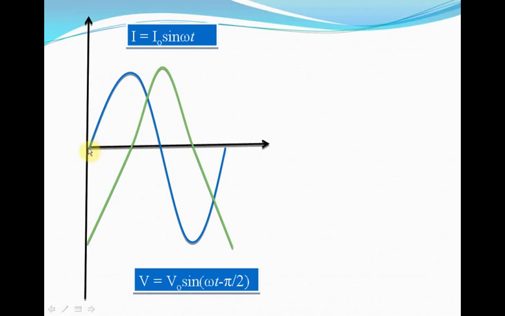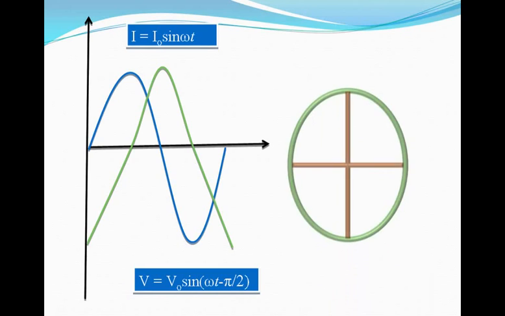You can see that the cycle for the current starts from the origin, but the cycle for the voltage starts later, at the point when the current is maximum, isn't it? Cycle for the voltage starts here, isn't it? So you can say that the values of the voltage and current are one and the same for a point that's pi by 2 behind the current. Similarly, current and voltage are not maximum at the same time. When current is maximum, the voltage is still pi by 2 behind.